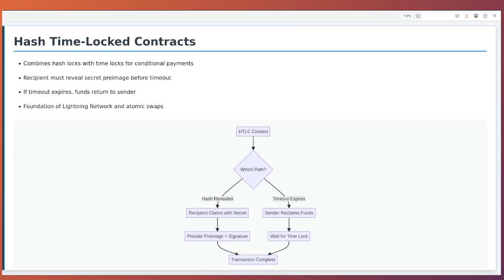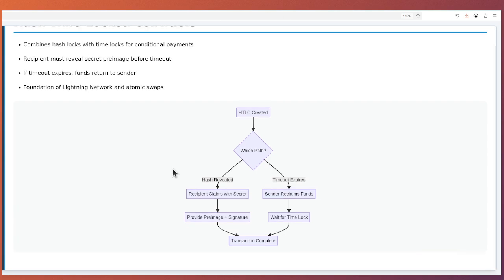Hash time-locked contracts, universally known as HTLCs, combine cryptographic hash locks with time locks. These create conditional payments that form the foundation of the Lightning Network and atomic swaps. An HTLC is a contract that states these coins can be spent in one of two ways. First, if you can provide data that hashes to this specific hash value before a certain time, you can claim the coins. Second, if that time expires and the secret has not been revealed, the original sender can reclaim the coins. This seemingly simple construction enables incredibly powerful capabilities.